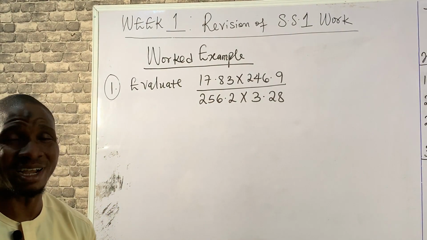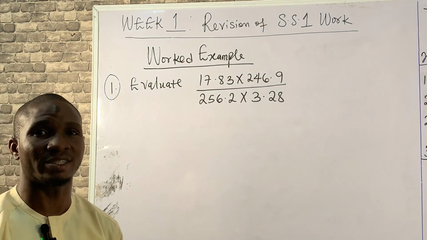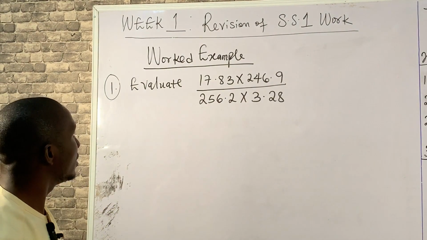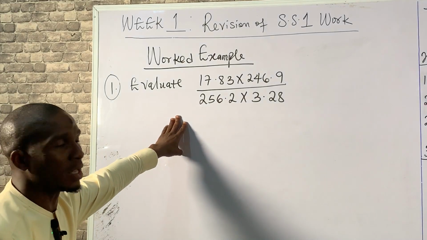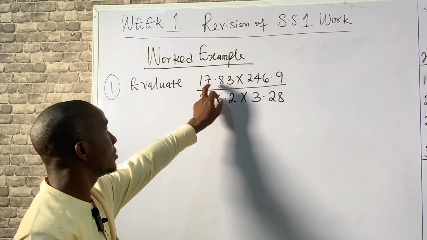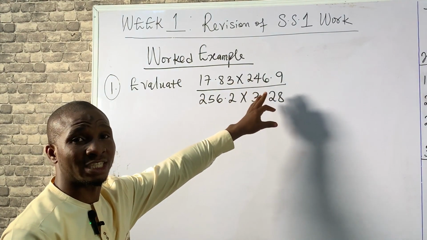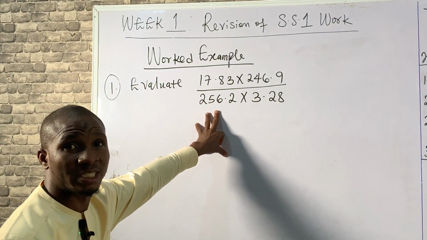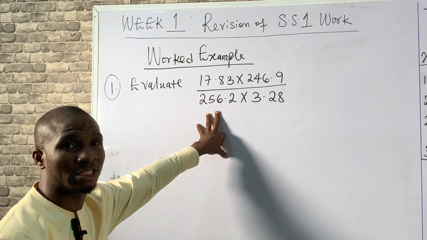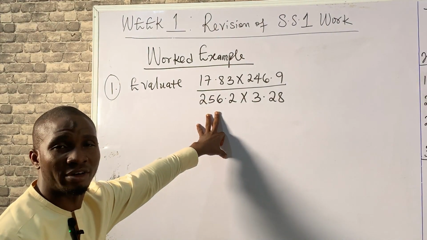So, we want to look at work examples based on our previous lesson. So, this should be lesson 4. Now, let's look at this example. We are meant to evaluate 17.83 times 246.9 divided by 256.2 times 3.28 using logarithm tables.